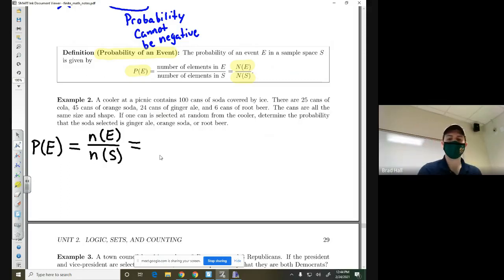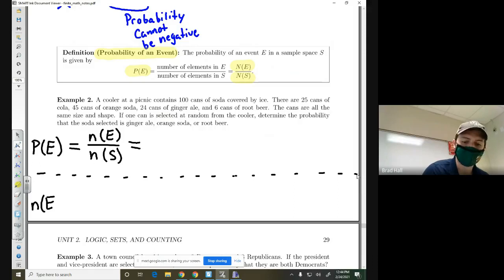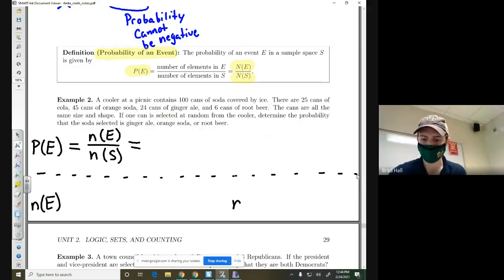So that means we need to decipher two different counting ideas. Kind of off to the side, we need to figure out the number of elements in the event and the number of elements in the sample space. So like I said, it's two separate counting problems. The first thing we want is the number of elements in the event. That means we need to know what the event is.